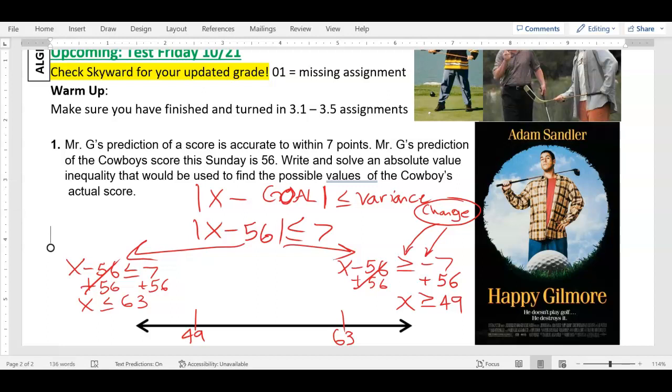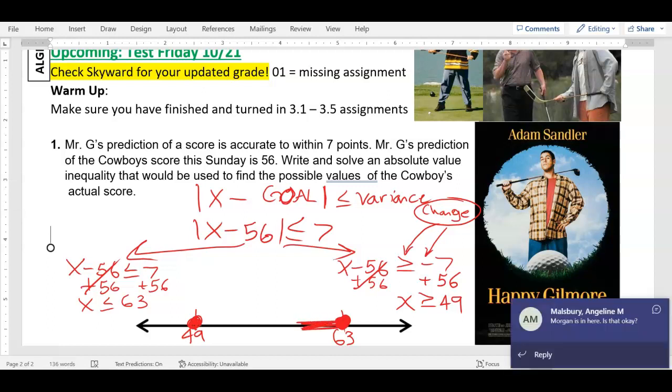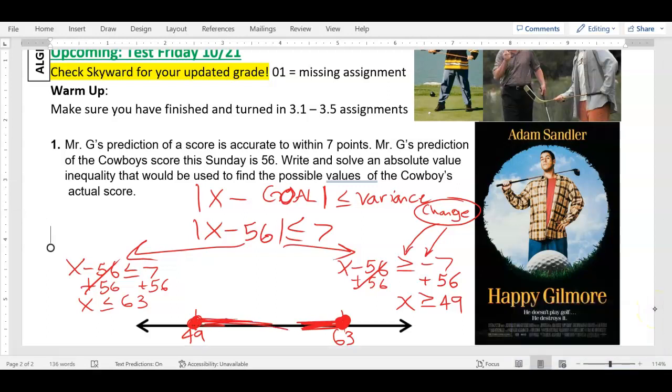Underlined is shaded in, so let's do that. We got shaded circles here and here. Now you always want to think, do I shade between or do I shade outside? So let's think about this. x is less than 63, so that means it's going to go to the left of 63, so this away. And then also x is greater than 49, so that's going to be this away.